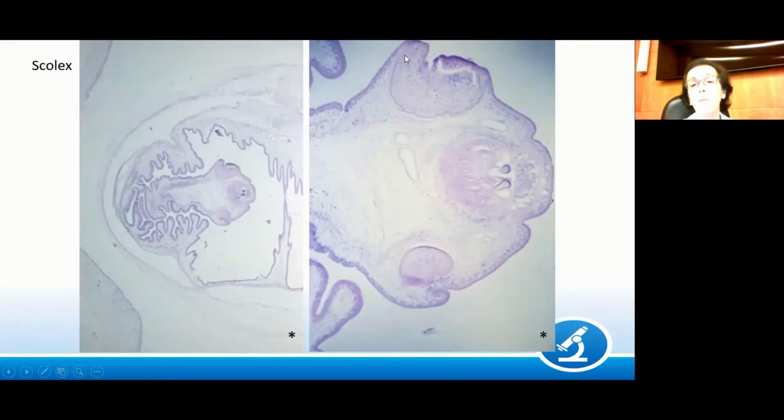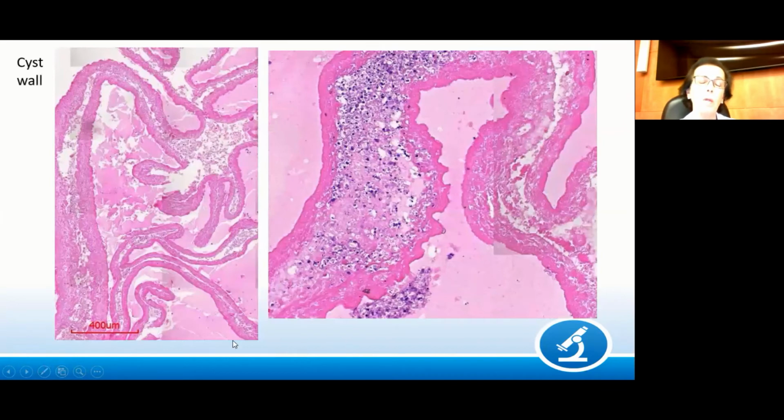It tends to be like the head of the Taenia solium. There are the hooklets, the suckers here. And the cyst is surrounding here. So most of the times we just see the cyst. So this is the wall of the cyst. It has an undulated surface. Here it is already degenerated.